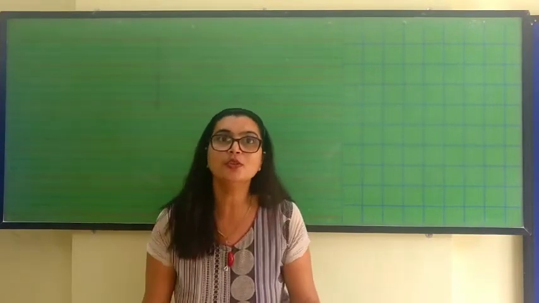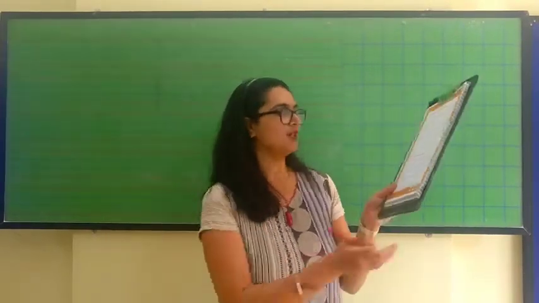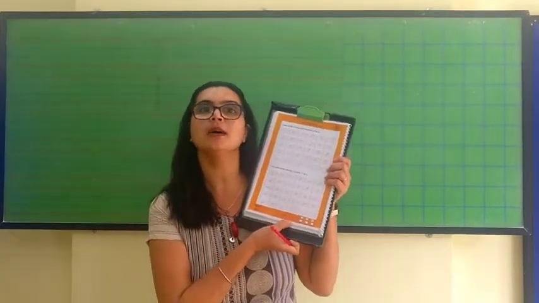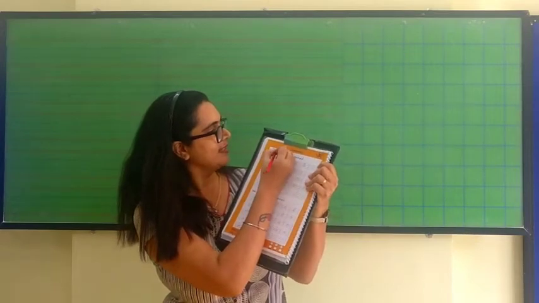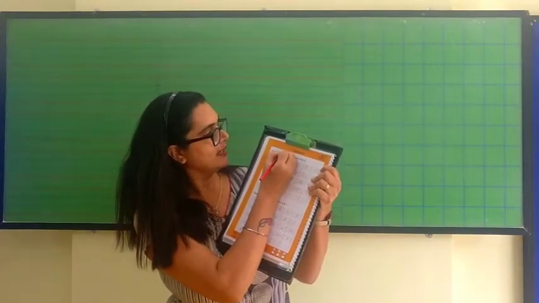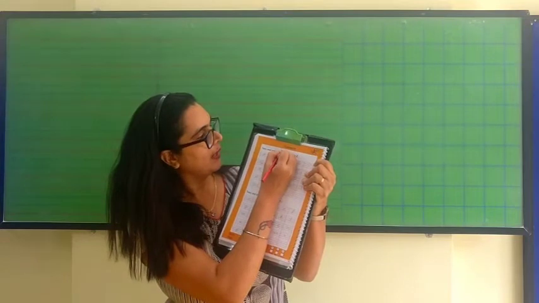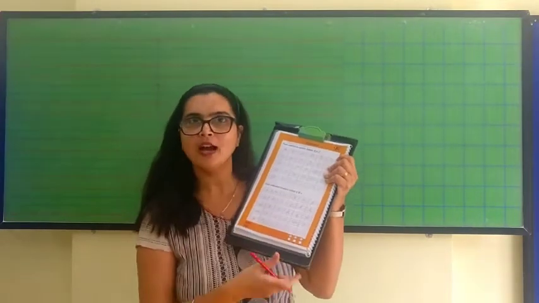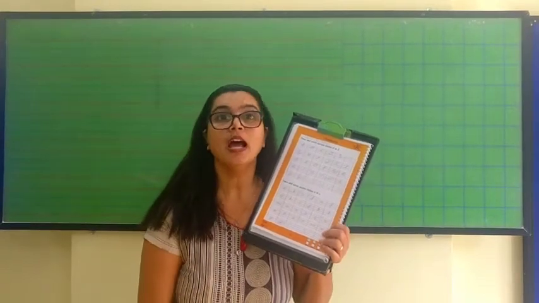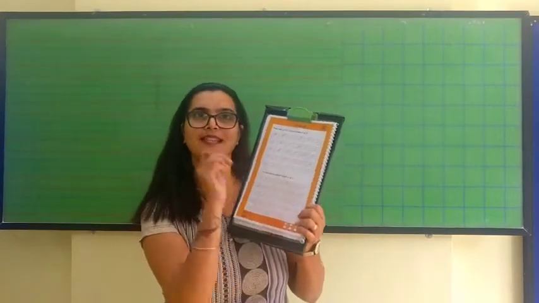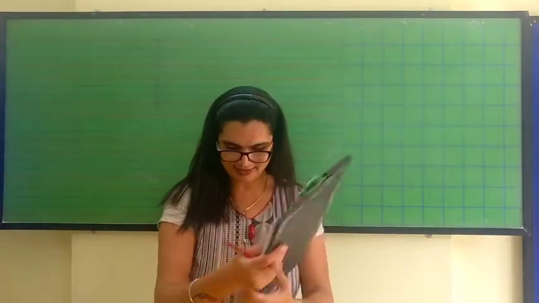So what are we going to do? We are going to trace the letters first over here on page number 32. So first write today's date, that is 30/03/2021. And now children, what are you going to do? You are going to trace the capital and small letters. How? I am going to write them on the board, how to write the capital letters and how to write the small cursive letters. So let's begin.